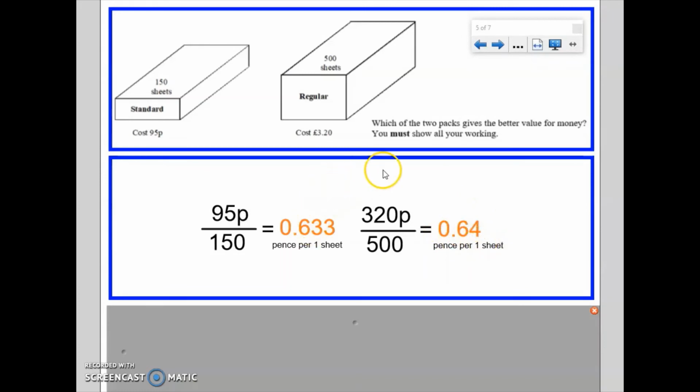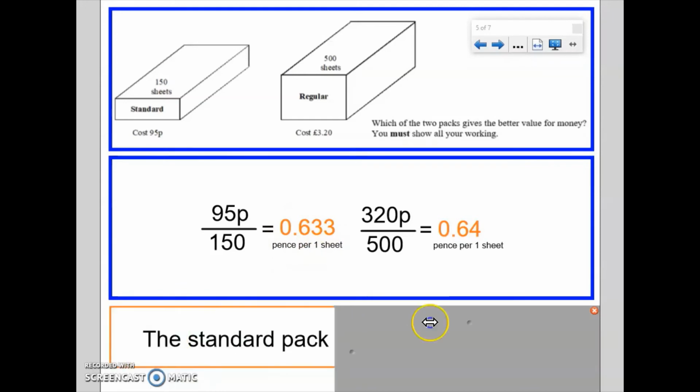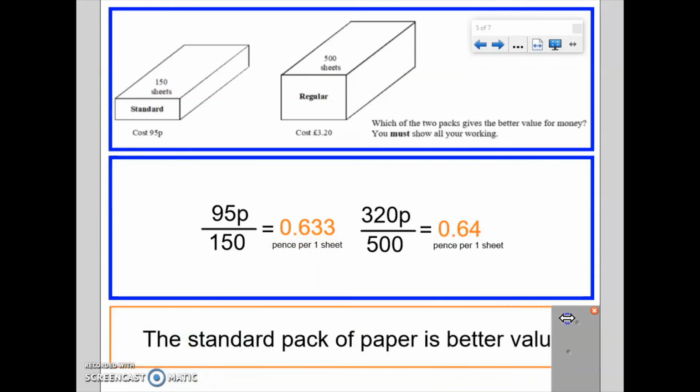So there's not much difference between the price of one unit, between the price of one piece of paper. However, there is a difference. This is very slightly cheaper. So this is my best value. This is my best buy. So I can go ahead and make a statement. The standard pack of paper is better value. That is my best buy because it is slightly cheaper.